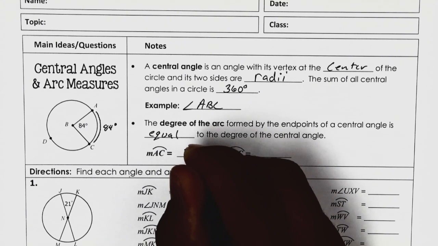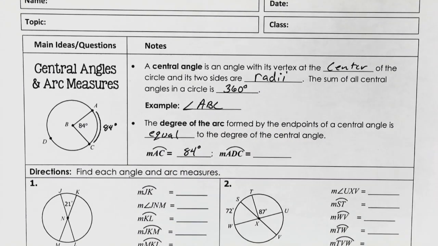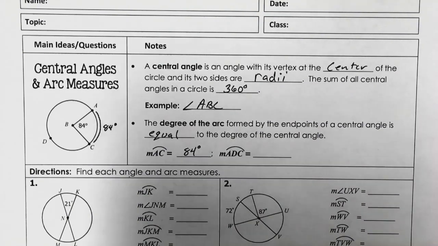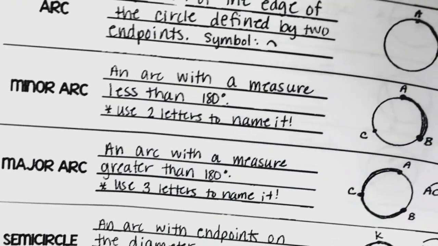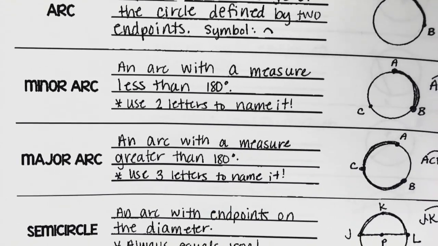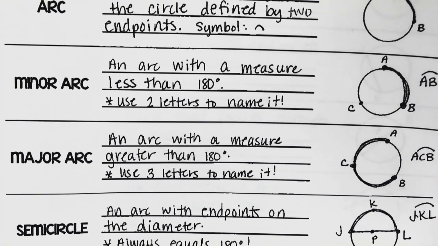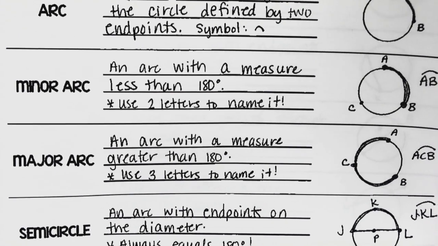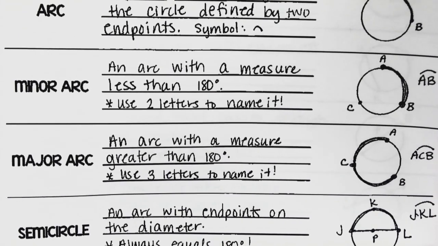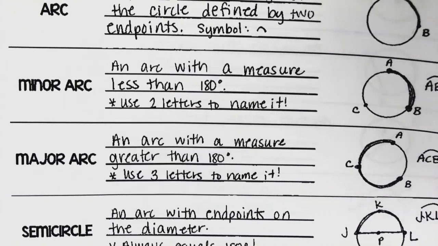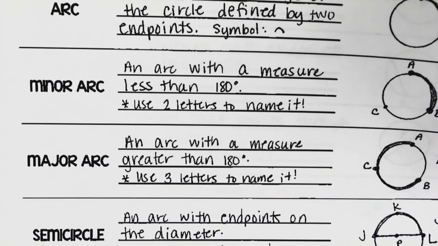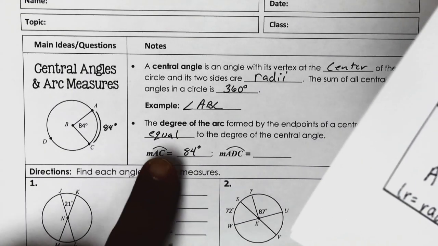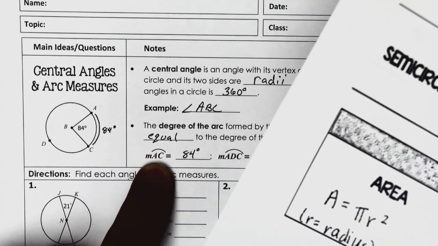Now, if you remember in your notes, we introduced a while back, you were given two types of arcs. You have a minor arc and you have a major arc. A minor arc is an arc that has a measure less than 180 degrees, and it only has two letters in its name. So for example, right here, two letters, AC, so this would be a minor arc. AC is a minor arc.